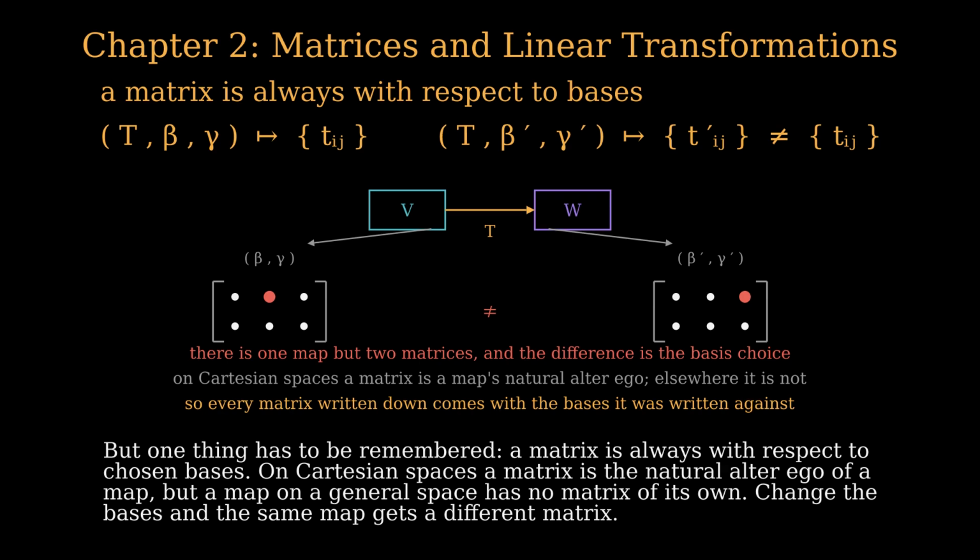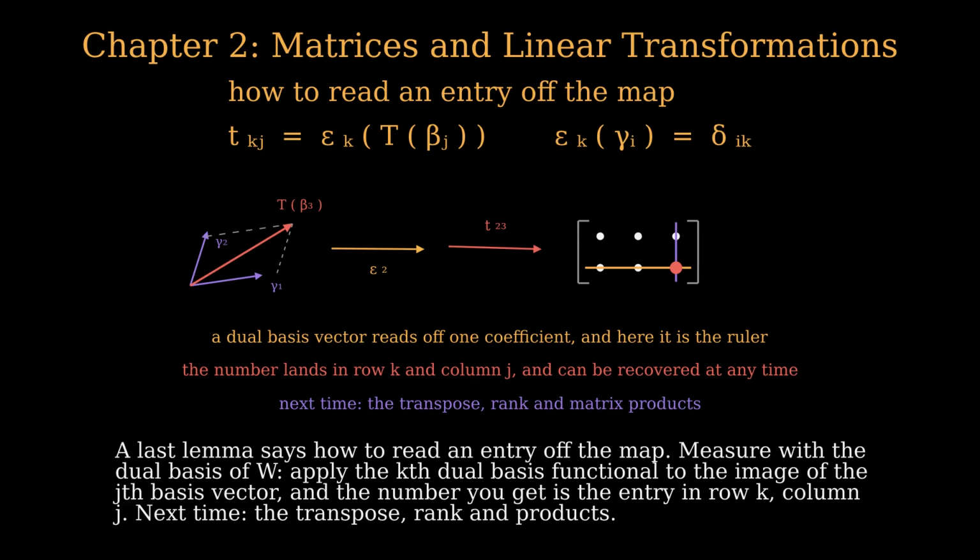On Cartesian spaces, a matrix is the natural alter ego of a map, but a map on a general space has no matrix of its own. Change the bases, and the same map gets a different matrix. A last lemma says how to read an entry off the map. Measure with the dual basis of W. Apply the kth dual basis functional to the image of the jth basis vector, and the number you get is the entry in row K, column J.